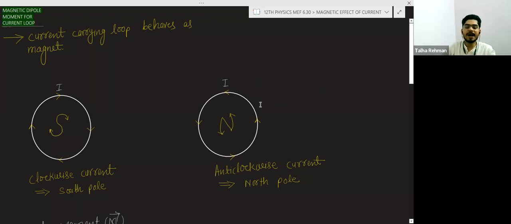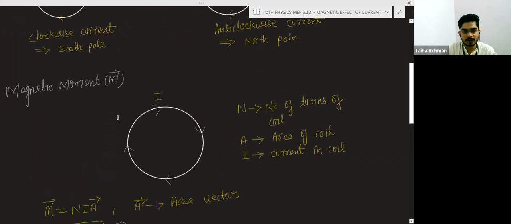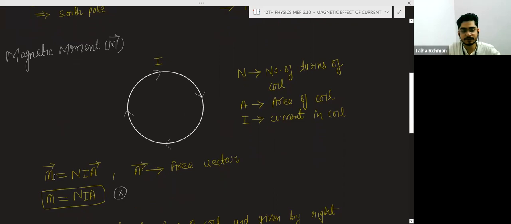Now, what is the magnetic moment? This is the circular coil having a current I, N is the number of turns of the coil, A is the area of the coil, and I is the current flowing in it. Then the magnetic moment is given by M is equal to NI times A. A will be the area vector here, and in scalar form you can write simply M is equal to NIA. When you want to find the direction of the magnetic moment, curl your finger along the sense of current, and the thumb will give you the direction.